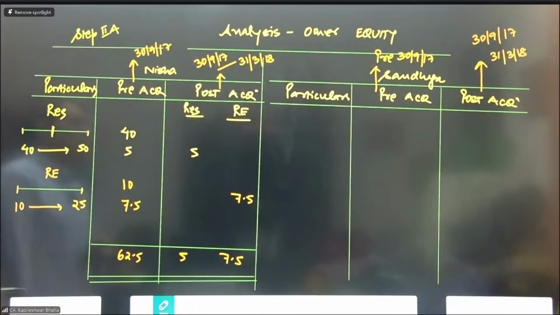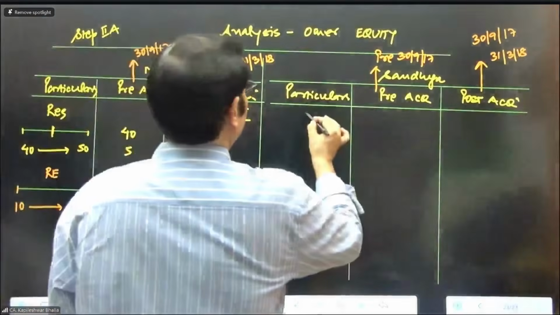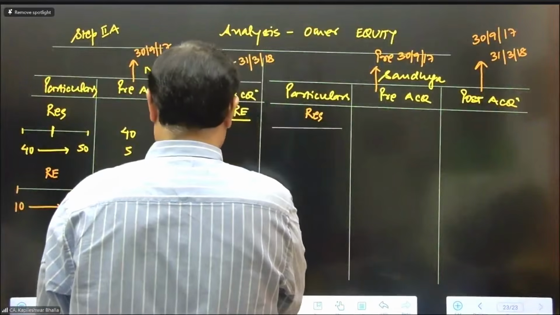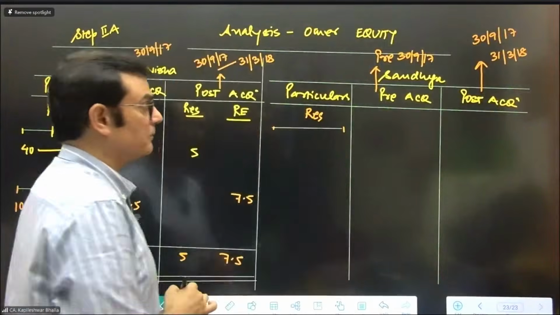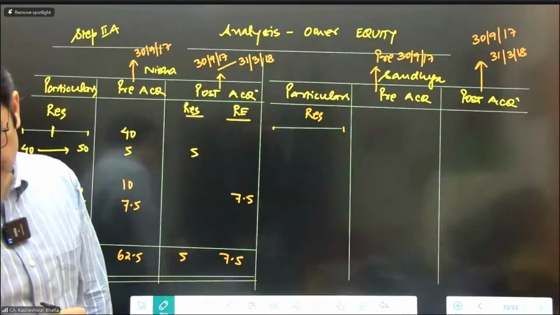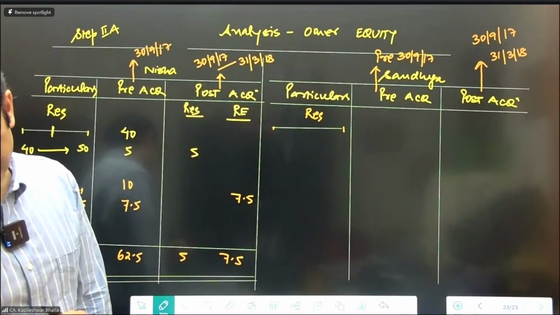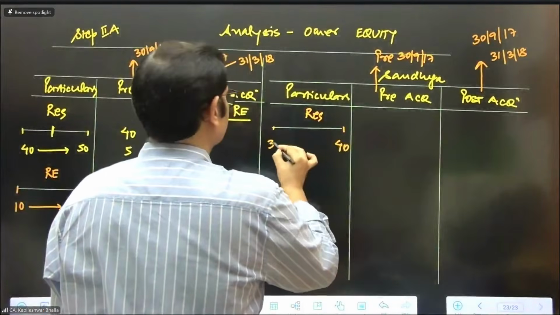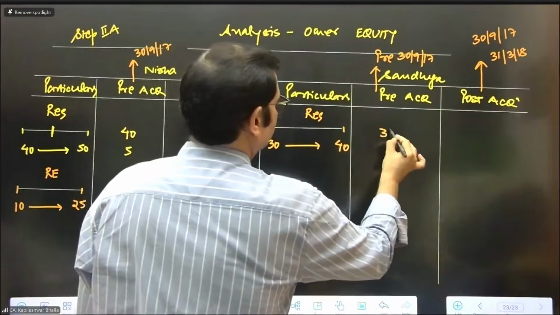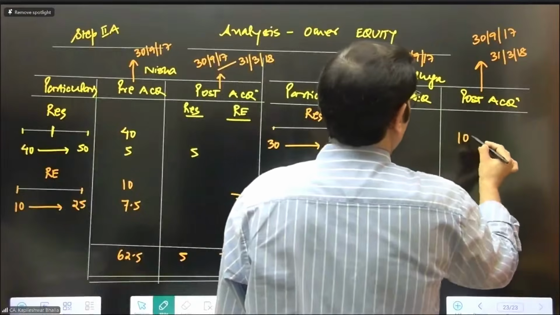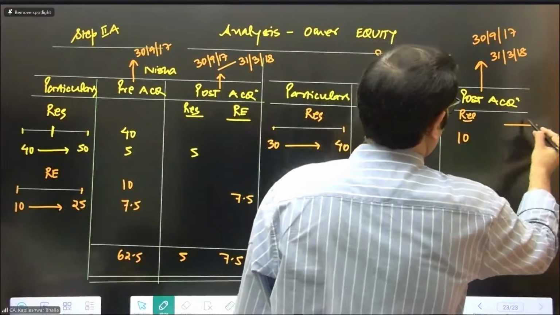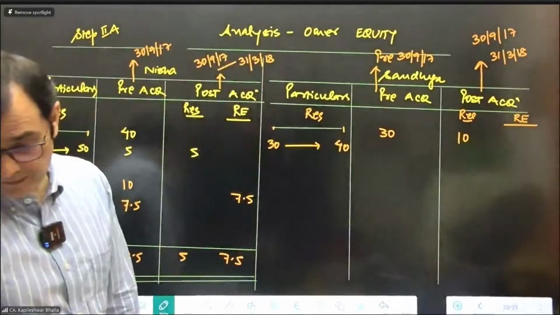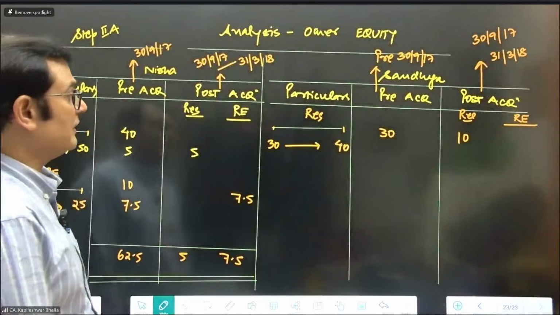Now let's go to Sandhya. Similar calculations. We take the reserves, take a timeline, and let's see the reserves at the beginning and at the end. The reserves for Sandhya is standing at the end at 40, and at the beginning it was 30. So we can say 30 becomes pre and 10 becomes post. Let's take a separate column for reserves and retained earnings.